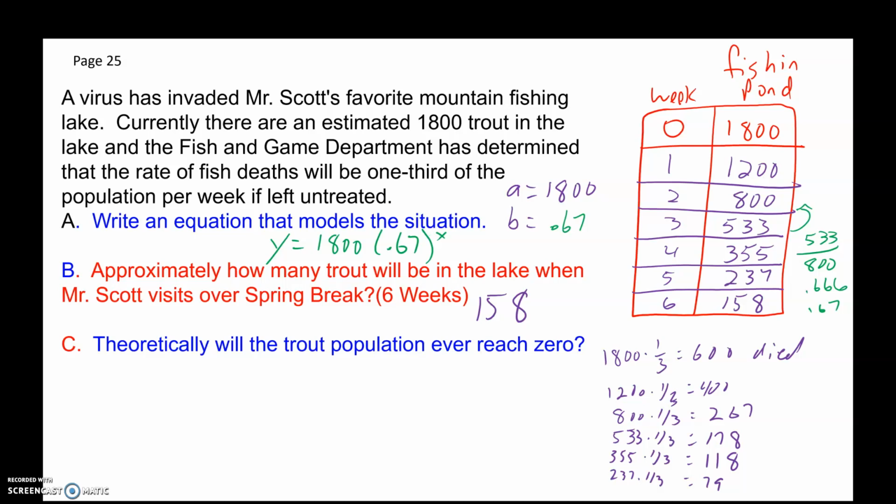Now, theoretically, will the trout population ever reach 0? Well, we're going to keep taking a third away, and eventually you're going to get down to that last fish. And someone could say, hey, look, that last fish will never die. But in theory, it's probably going to get sick too and end up dying. So I would be cool with any argument someone made on that. That's a good little talking problem.